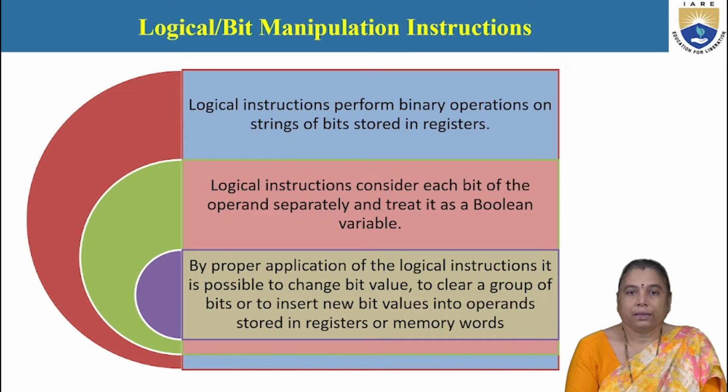The second category of data manipulation instructions are the logical or bit manipulation instructions. The logical instructions perform binary operations on strings of bits stored in the register. So here, logical instructions consider each bit of the operand separately and treat it as a Boolean variable. So these logical and bit manipulation instructions can be applied on the strings of bit values stored in the register.